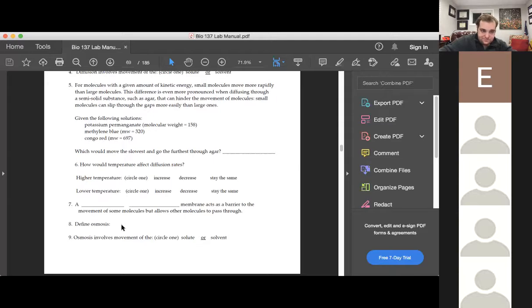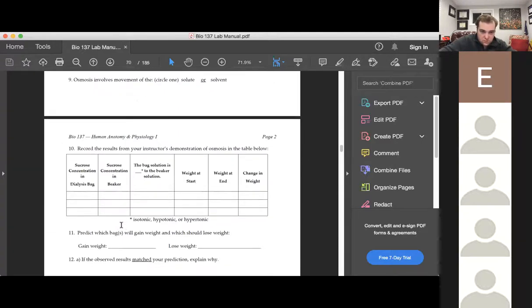Osmosis is the flow of solvent or water from low solute concentration to areas of high solute concentration. This is water on a table moving into the salt brick, because the salt brick has high solute concentration. And when you hear water, you can also think of that as solvent. So that's the answer to number 9.